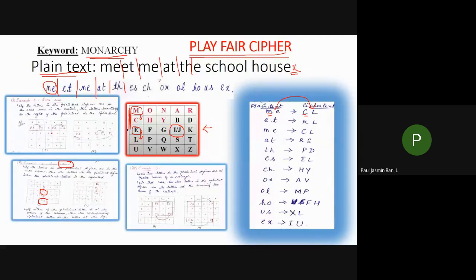So first, you have to see the plain text in your 5 cross 5 matrix, and find out whether it lies on the same row or the same column. If it doesn't lie on the same row or the same column, then you have to go for scenario 3. This is how you convert your plain text into ciphertext. Okay, this part is over.